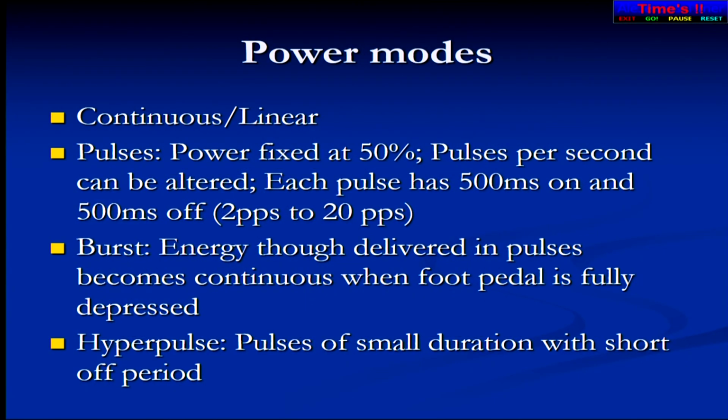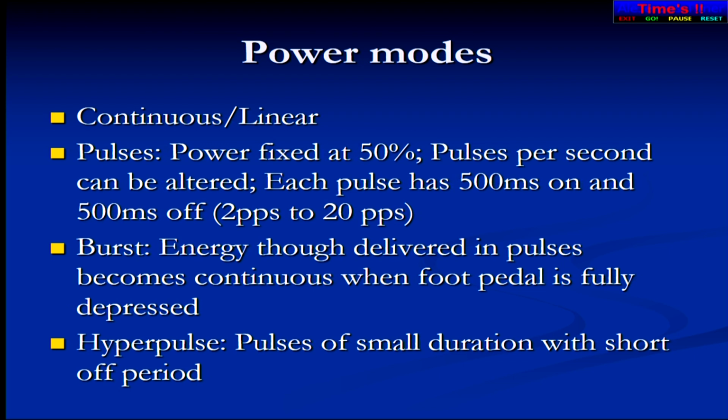And power modes can be continuous, linear. There are pulses which are on and off, 50, 100 millisecond on, 50, 100 millisecond off. That is the Phaco power. The pulse. Burst is when you start with so many pulses together. You started with 5 pulses, then it became 6, 8, 10, and then it becomes burst. So this diagram will show you. Hyperpulse is small duration, so many pulses. So these are the various kinds of energy which can be delivered.